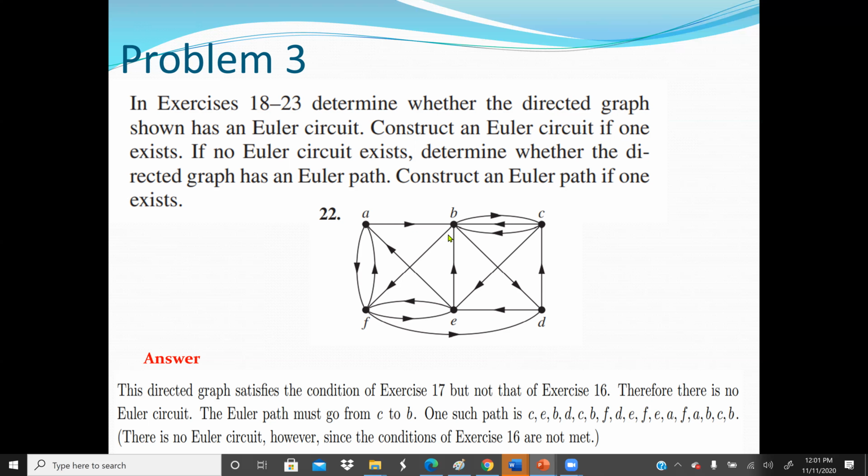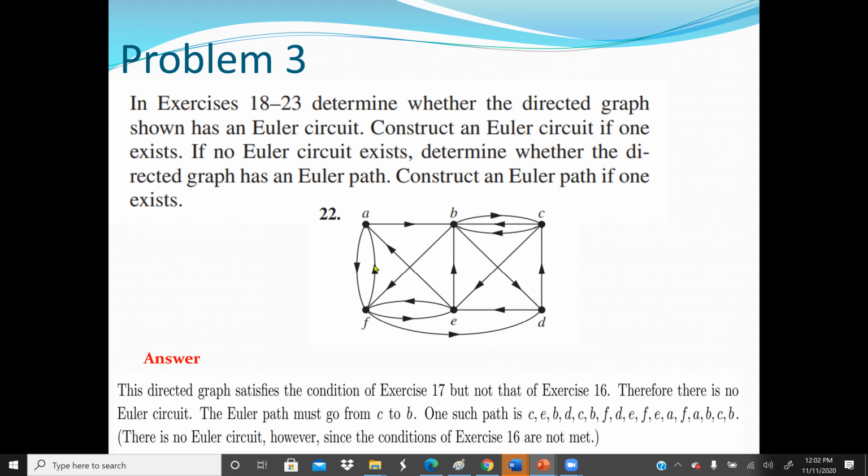But the Euler path must go from C to B, which means C is odd as we count it. We have 1, 2, and 3. You can see that 3 arrows are going away from C, so it's odd. And also B is odd. For B, we have 1, 2, and also 3. Only three arrows are going out. So the rest should be even. Let's try any one. Let's cross check E and see if it's even. E, we have 1 going out and 2 going out also. The rest are going in, so it's even.